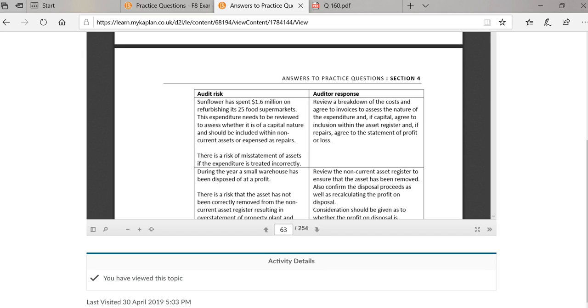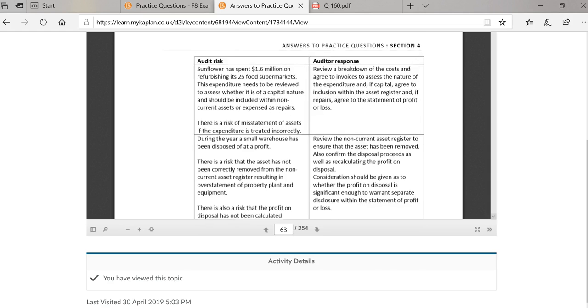They've said review. That's good actually. That's interesting. I'd have gone with inspect, but that's it. Review a breakdown. That's great. And agree it to the statement of profit or loss, basically inspect the thing and make sure capital is capitalized and revenue is put through as an expense. Right. Good. Disposal as a profit.